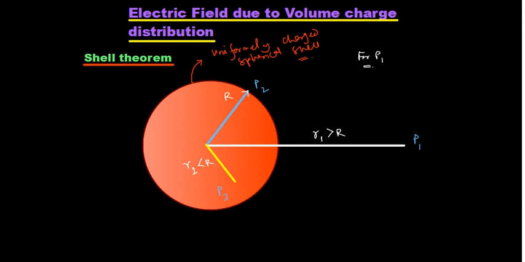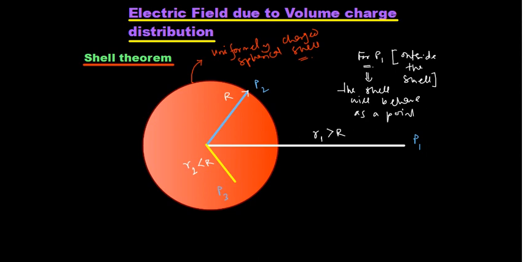So for point P1, which is outside the shell, I will write: the shell will behave as a point charge at the center. So what about for point P1? As I mentioned, for point P1, the shell is going to behave like a point charge concentrated at the center.